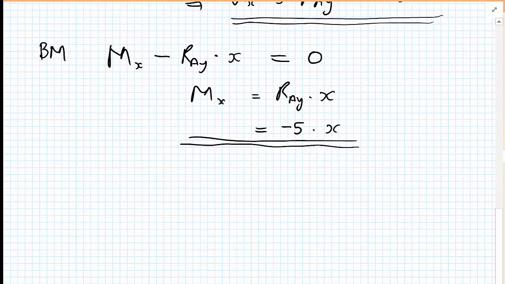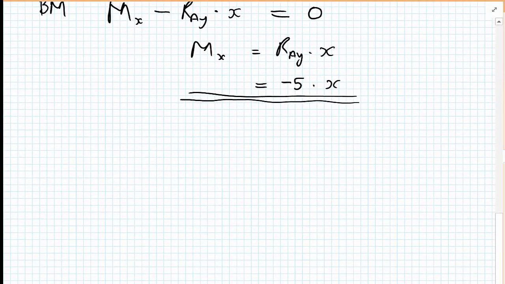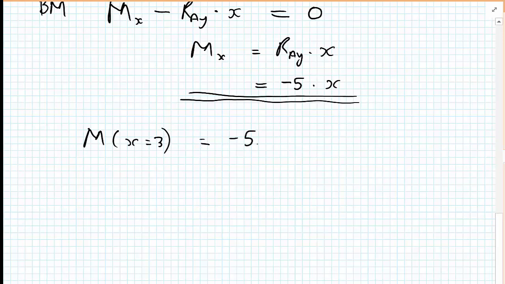It's useful as well to calculate what the bending moment will be at the center. So let's calculate M for x equals 3. My function is minus 5 multiplied by the value of x, which is 3. So it equals minus 15 kilonewton meters. And that's the value we'll use later.